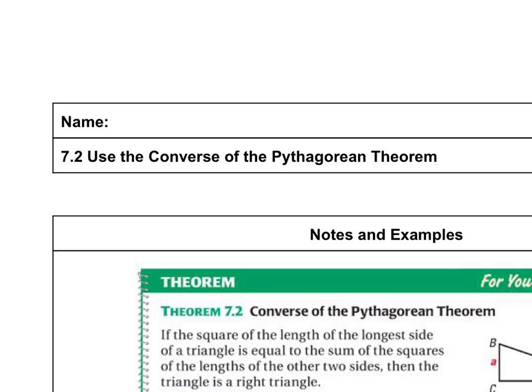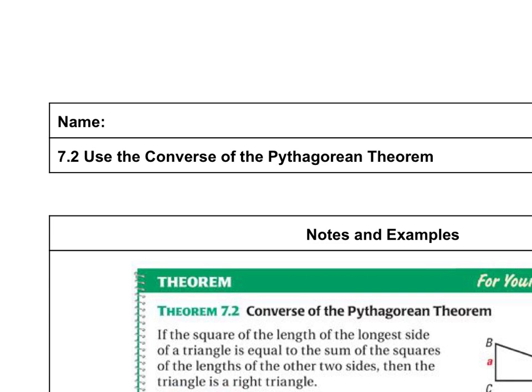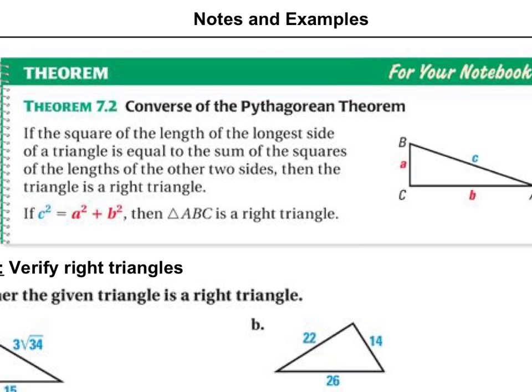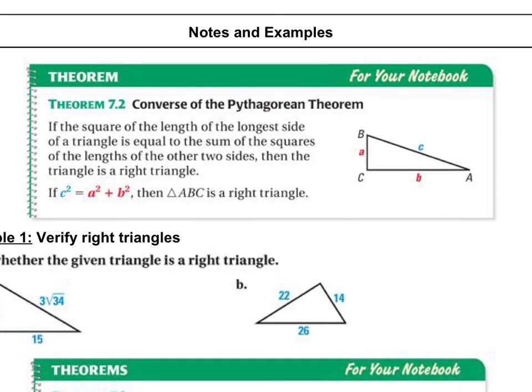7.1 was all about the Pythagorean theorem, and 7.2 is all about the converse of the Pythagorean theorem. If we remember back to chapters 2 or 3, when we talked about converse, inverse, all those good things, a converse is just when we flip the if and then statements around. So before, if the sum of the squares of the legs is equal to the square of the hypotenuse, it's a right triangle. We're just flipping that around and trying to prove if a triangle is right or not.